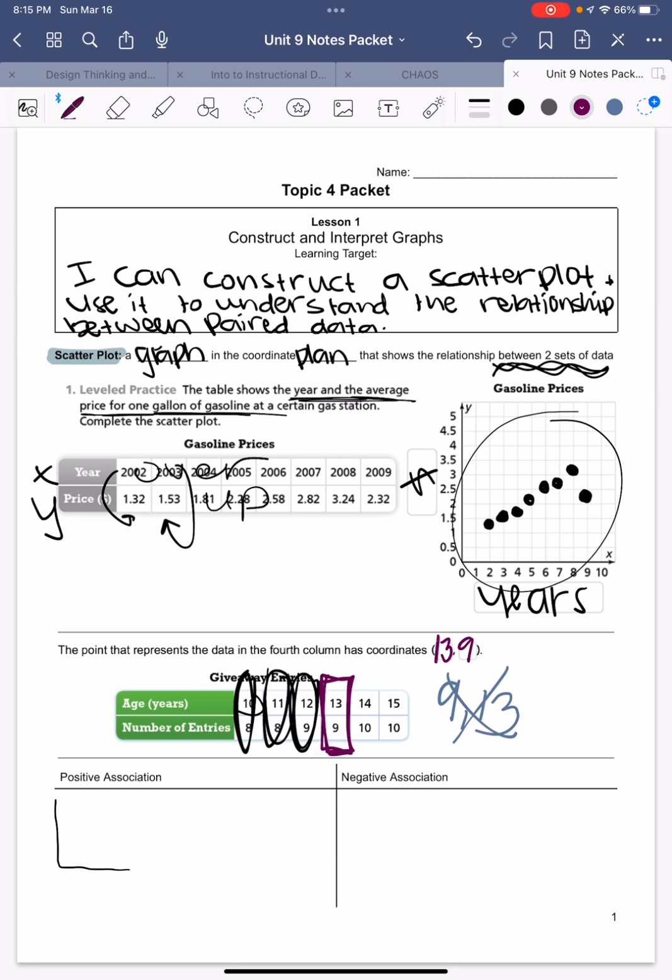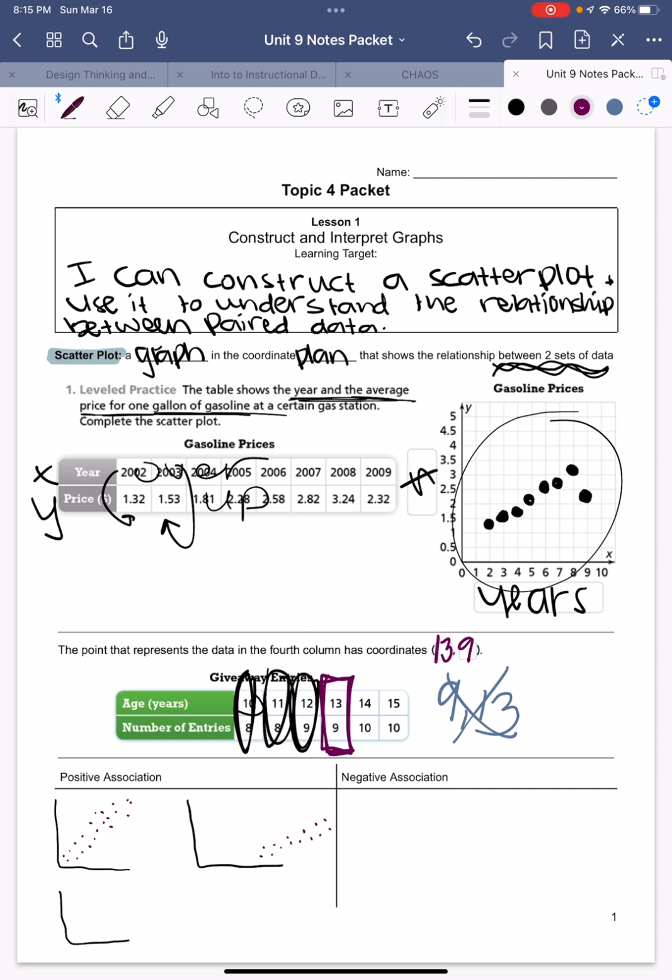So for example, this would be a positive association because as the graph goes on, the dots are getting higher and higher and higher. It doesn't matter where they start. So it could start way over here and grow super slowly, but it is getting higher and higher.